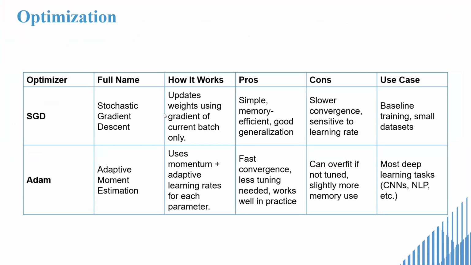Then we have optimization, like Adam or SGD. The full names are stochastic gradient descent and adaptive moment estimation. SGD updates weights using the gradient on the current batch only. Adam updates your weights using momentum and adaptive learning rates for each parameter. SGD is simple, memory efficient, and has good generalization, but the cons are slower convergence and sensitivity to learning rate. Its use case is baseline training and small data sets. For small data sets you can use stochastic gradient descent, but for deep learning you can use Adam. Adam can overfit if not tuned and uses slightly more memory.